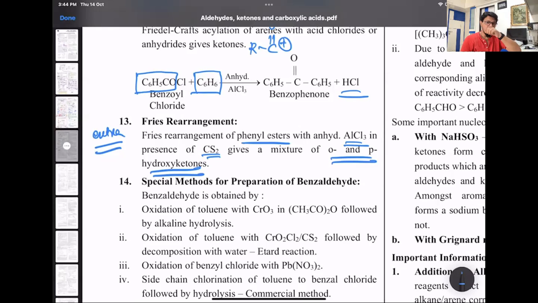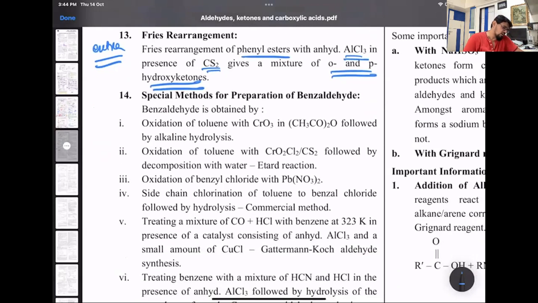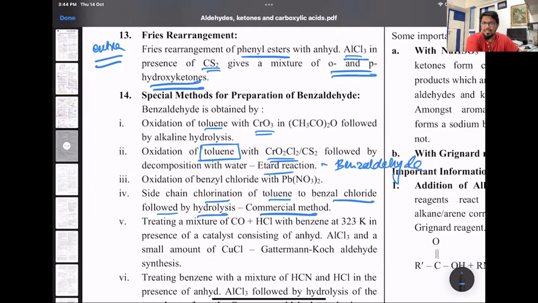Then for benzaldehyde, we have separate methods: oxidation of toluene with CrO3, that's chromic oxide in acetic anhydride, followed by alkaline hydrolysis. Then we have the Etard reaction using chromyl chloride, where toluene is converted to benzaldehyde. Same way, oxidation of benzyl chloride with lead nitrate. Side chain is very important, everyone. This is the commercial method: side chain chlorination of toluene to benzyl chloride followed by hydrolysis will give you benzaldehyde.